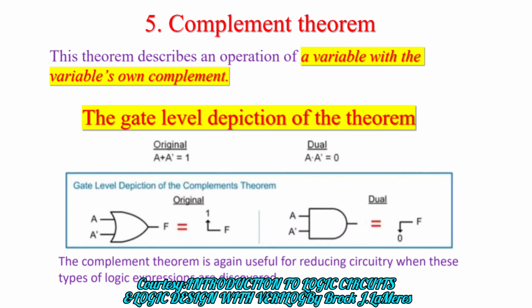Complement theorem. This theorem describes an operation of a variable with its complement. For example, operation between a variable a and its complement a complement, and a plus a complement is equal to 1. So if that's the original expression, its dual is a into a complement is equal to 0.